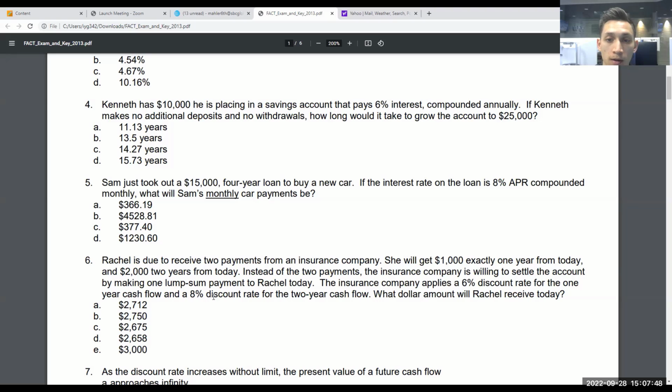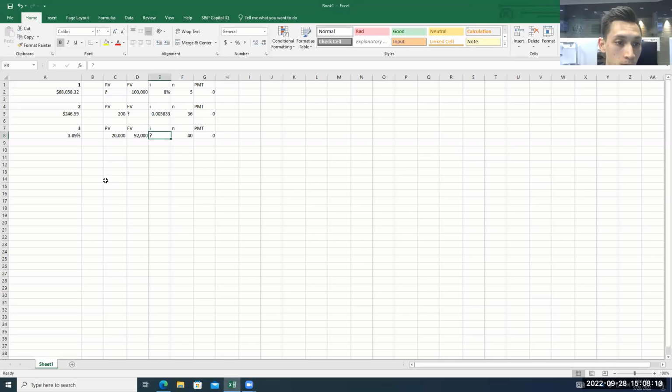So it's good to visualize. If Kenneth makes no additional deposits and no withdrawals, all that's telling us is there's not going to be any payments. He's not pulling any money out, so our payment amount is still going to be zero. How long would it take to grow the account to $25,000? That's going to be our future value amount. So let's go ahead and plug these numbers in. We have present value, future value, our interest rate, number of years, and our payment.